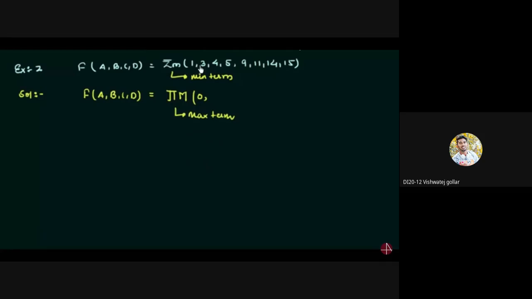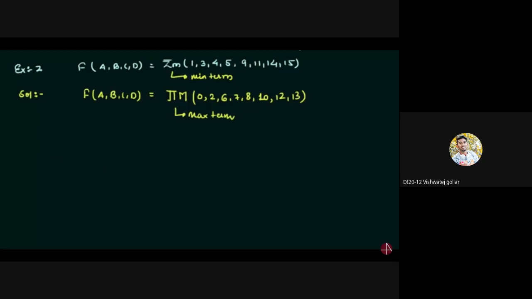It is 0 for 2 because 2 is also not involved in this. 4, 5 are there, 6 is not there, 7 is not there, 8 is not there, 9 is there, 10 is not there, so 10 will be included in this maxterm. 11, 12, 13, 14, 15. Okay, fine. So this is something that we can obtain from this information.